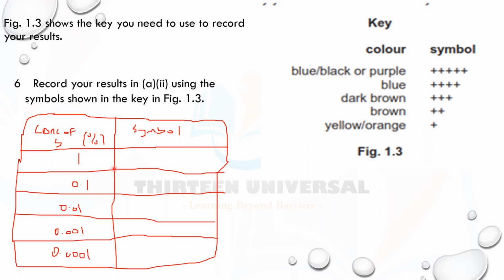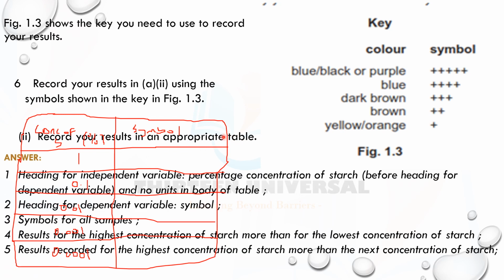Remember, the trend must follow the right trend. That means the highest concentration should have the highest pluses, like 1 should have the highest pluses compared to the lowest. So you write plus, depending. You must follow the trend. So record your results in an appropriate table, it must be enclosed. So you see it, 5 marks.